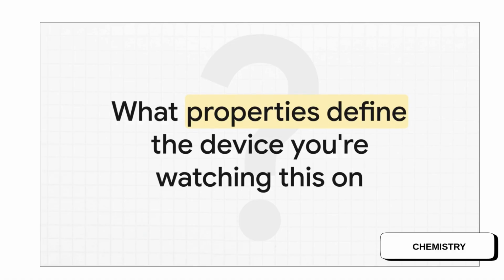Just look at whatever device you're watching this on right now. Think about it. What intensive properties define its screen, its casing, its guts? What makes each part perfect for the job it has to do? It's amazing. The world starts to look a little different when you're thinking like a chemist.